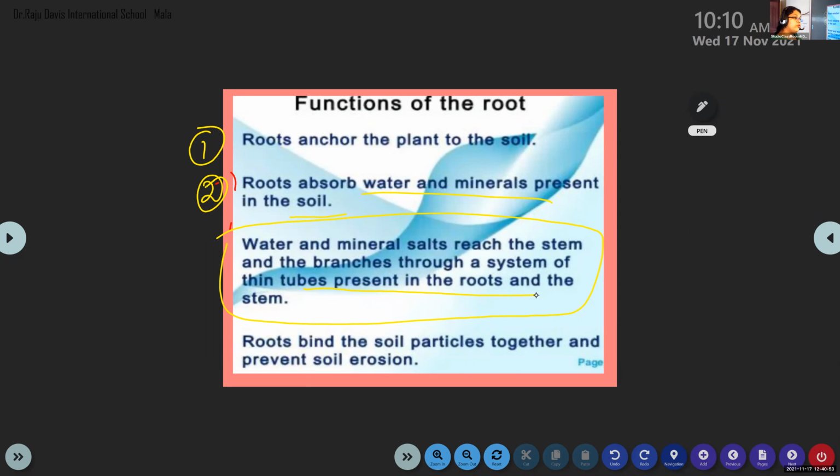So what is this thin tube? Just like blood vessels, the root also has small narrow tubes. So they take the water and minerals through that. Clear? Yes. And now the third function: roots bind the soil particles together and prevent soil erosion.